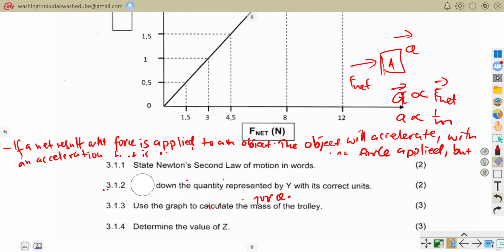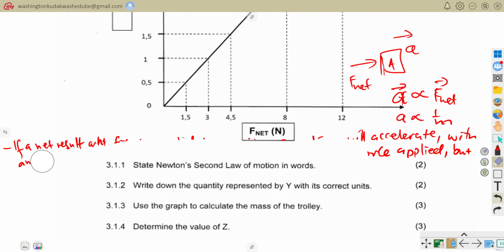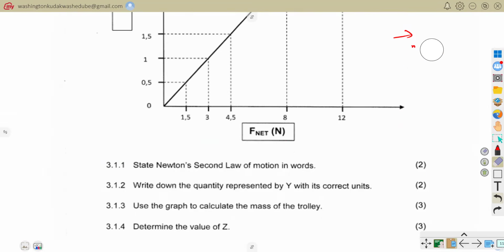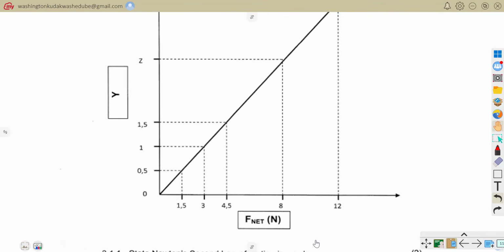You need to read, understand and actually master this definition by heart, because they will ask you to state all the Newton's laws by heart. They might start with Newton's first law, Newton's second law, Newton's third law. And we are also going to do Newton's universal law of gravitation. After that, they say, write down the quantity represented by y with the correct units. What might be the quantity represented by y?